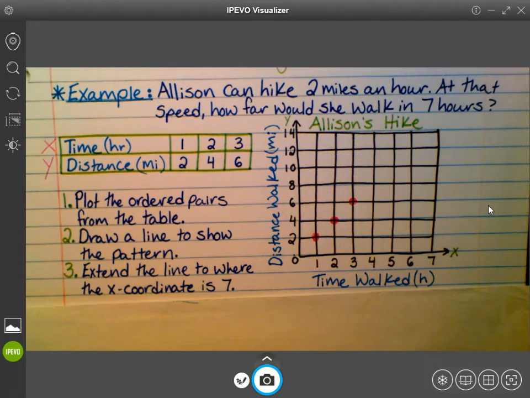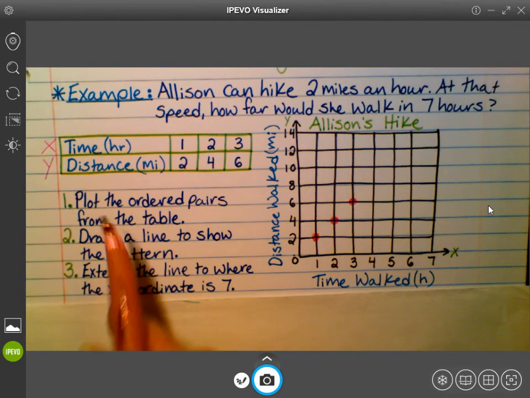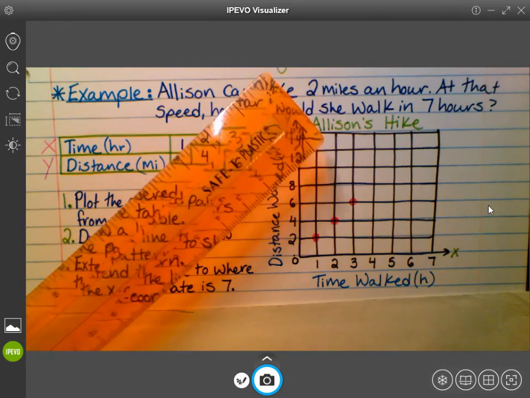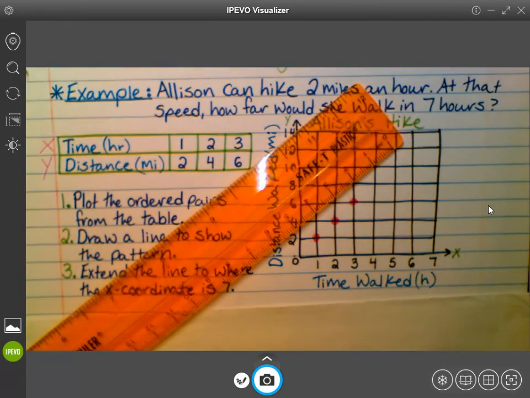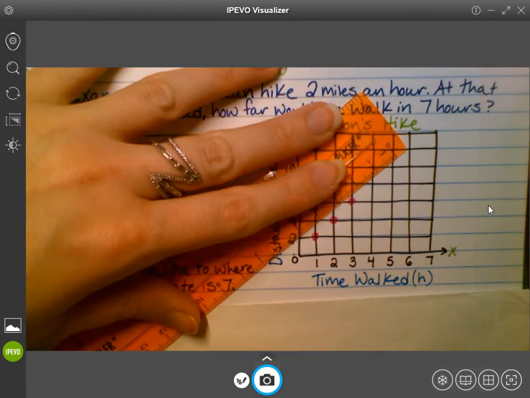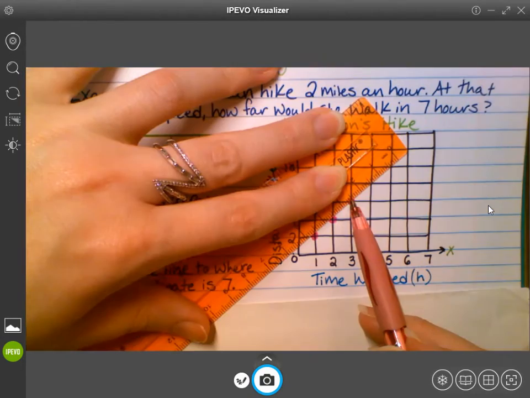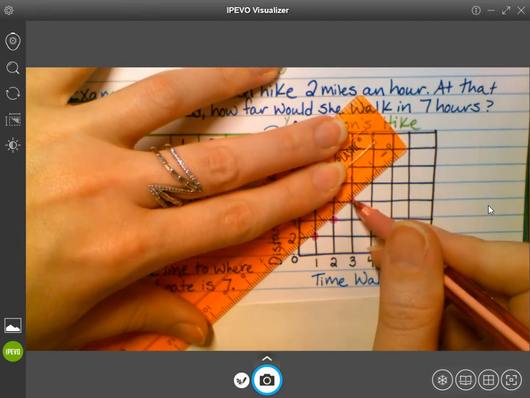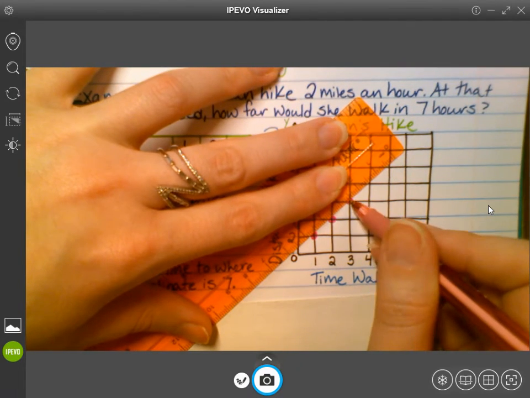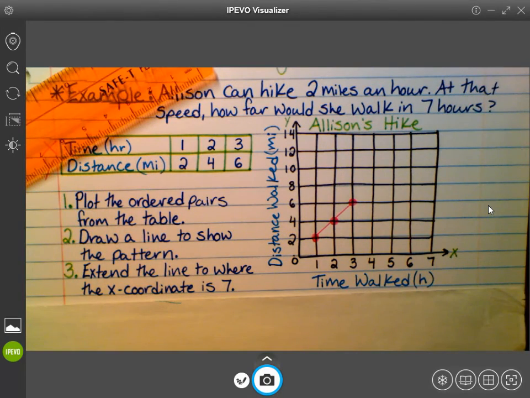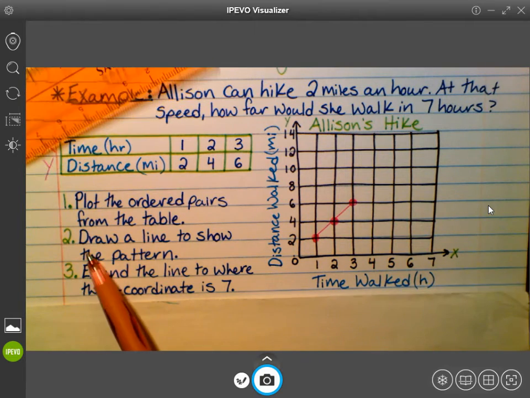Nice work. So I followed step 1. Step 2 said draw a line to show the pattern. Now remember, we talked about this in our homework when we were correcting it. You should be using a straight edge. Now I happen to have a ruler, so I'm going to make sure my line goes through the middle of all 3 of my points. And I'm going to draw a line through them. All right, how many of you drew a line to connect your 3 points? Nice work.